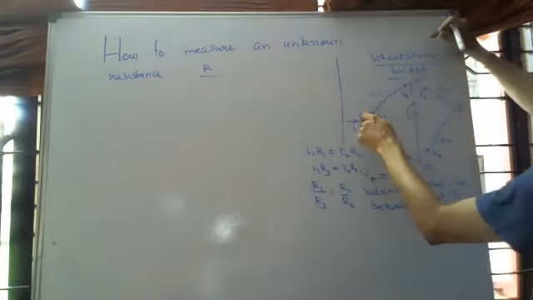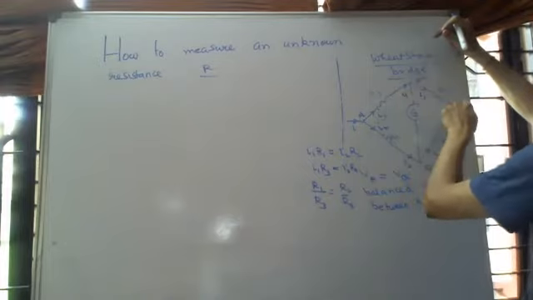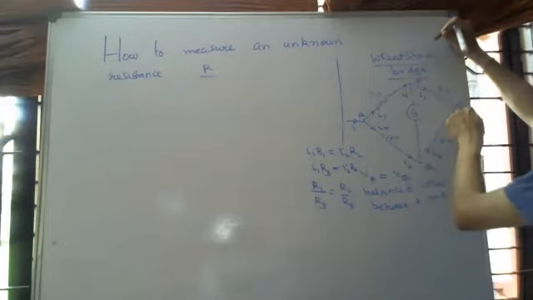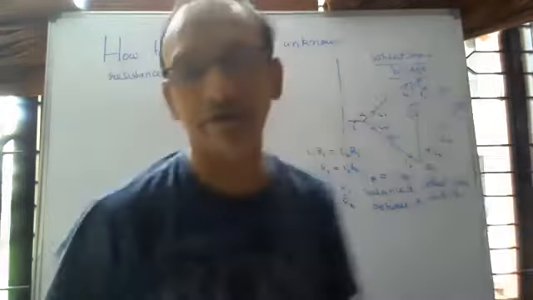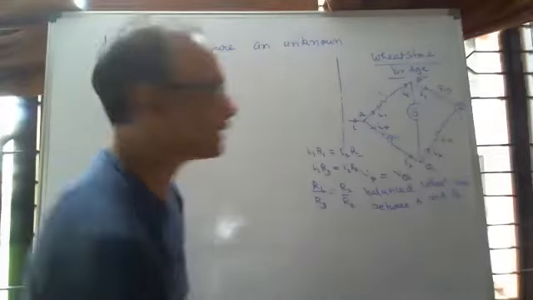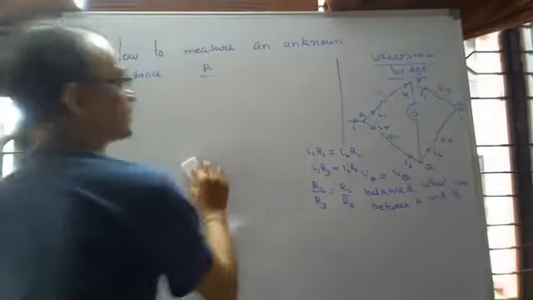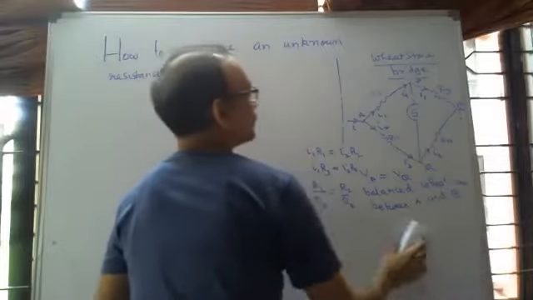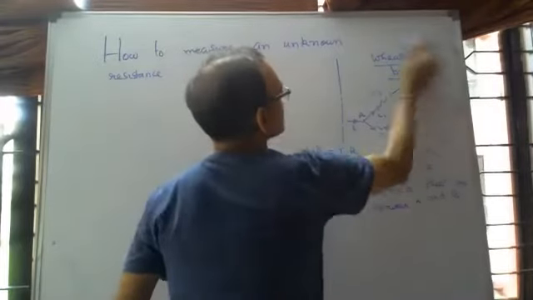And what will its resistance be then? This and this in series, in parallel with this and this, will be the total resistance between A and B, right? This is the balanced Wheatstone bridge. This by this equal to this by this.